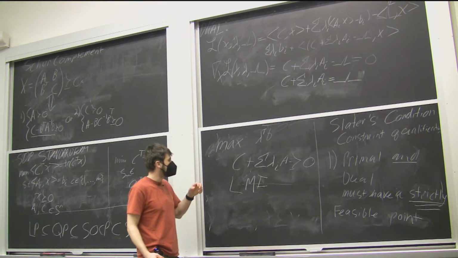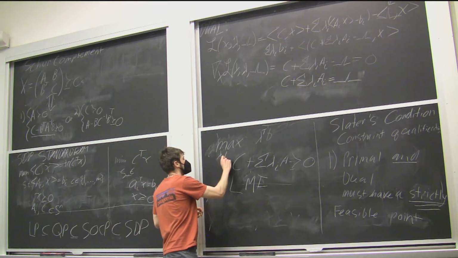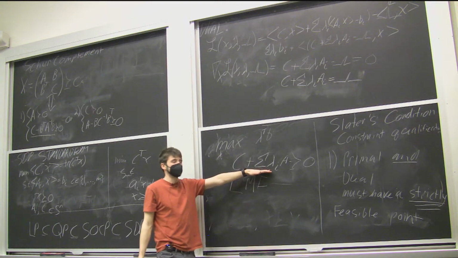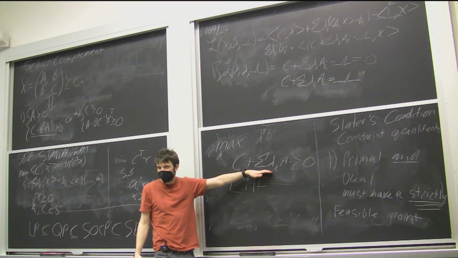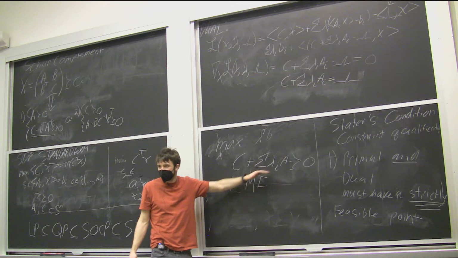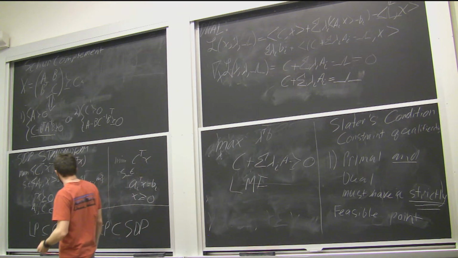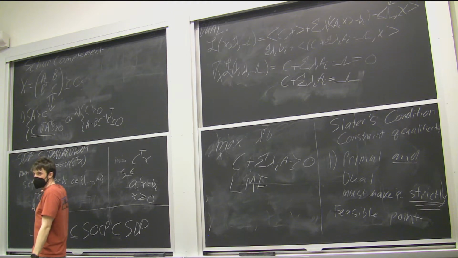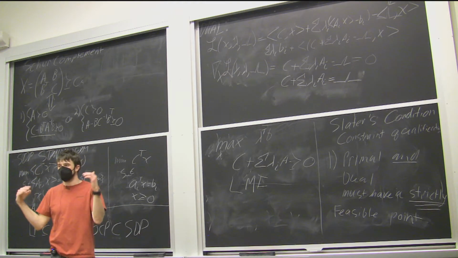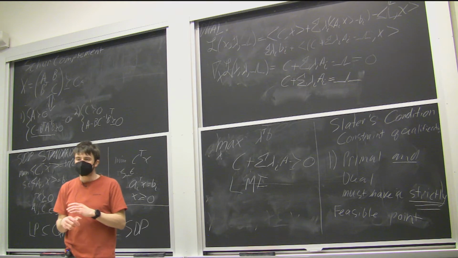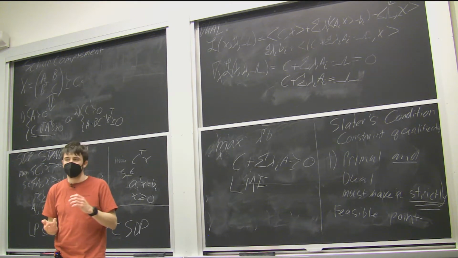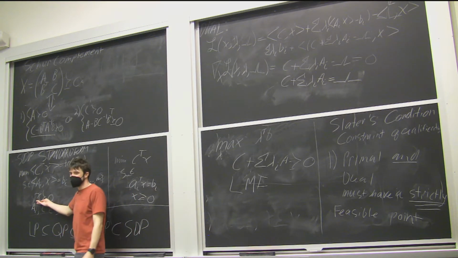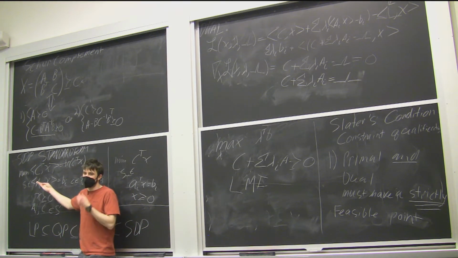So that means that there needs to be some lambda such that this inequality is strict. This is a positive definite matrix. And you need a positive definite matrix that satisfies this equality. If that's true, the primal and dual will be the same. What was the one on this side? You need an X that's strictly positive definite that satisfies the equality constraints.